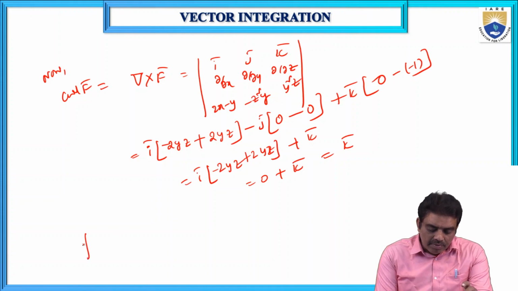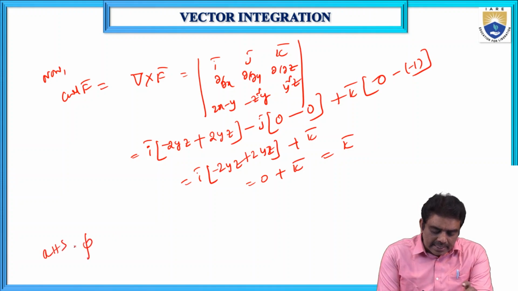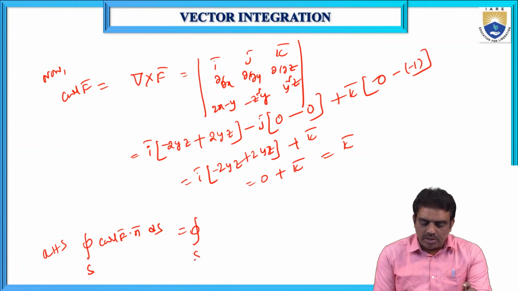Then integral, what is our formula? The right hand side is integral curl f bar dot n bar into ds, that is over S. That is integral over the surface S. Curl f bar means what? k bar dot n bar into ds.